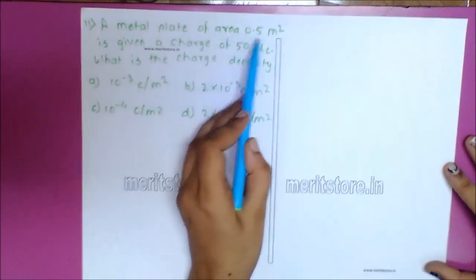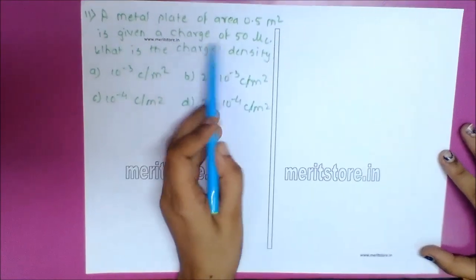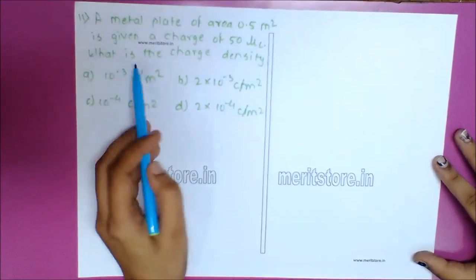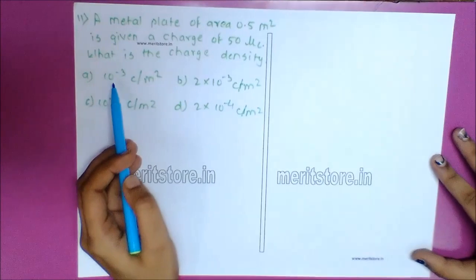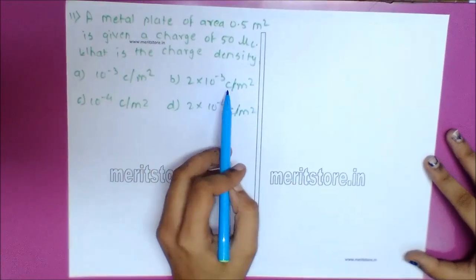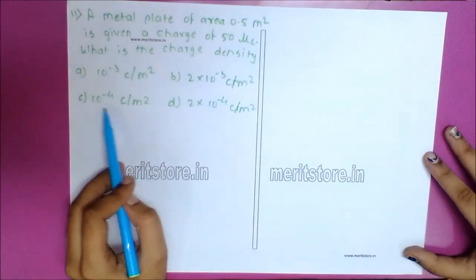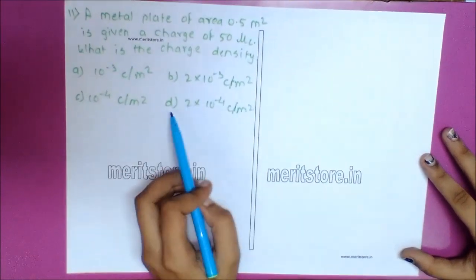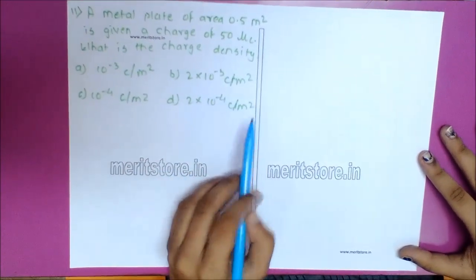A metal plate of area 0.5 meter square is given a charge of 50 mu coulomb. What is the charge density? A. 10 raised to minus 3 coulomb per meter square, B. 2 into 10 raised to minus 3 coulomb per meter square, C. 10 raised to minus 4 coulomb per meter square, D. 2 into 10 raised to minus 4 coulomb per meter square.